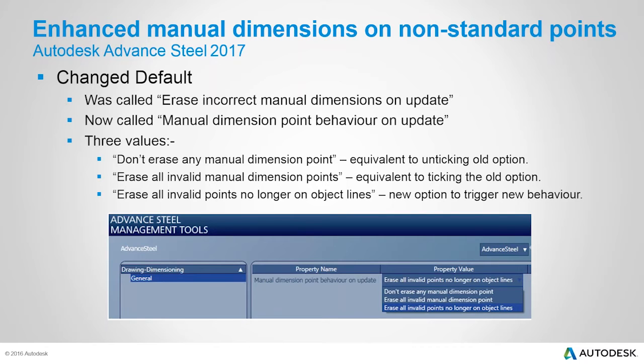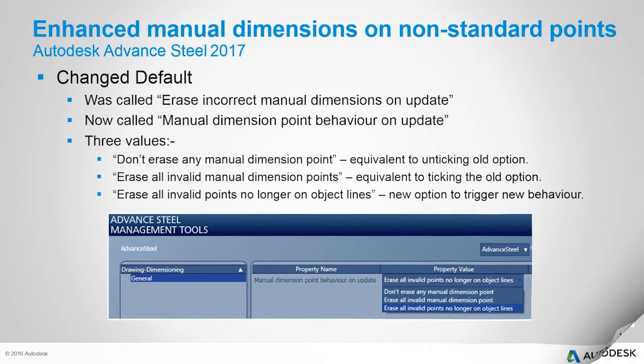So the setting you're looking for, remember, is under Drawing Dimensioning, General, and then it's called Manual Dimension Point Behavior on Update. And the new value that you'll want to change to, I expect, is erase all invalid points no longer on object lines. And that will trigger the new behavior of the smart dimensions. So let's go to the next slide and explain that.